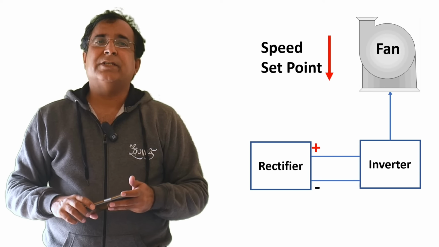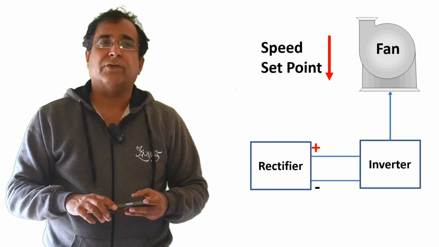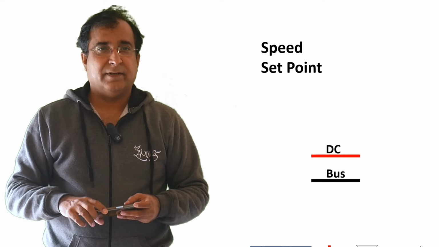Because when the speed set point to the VFD is lowered, the frequency of the rotating flux decreases in the stator winding. But the motor rotor keeps rotating at the last speed due to the inertia of the fan mechanically connected to the rotor.